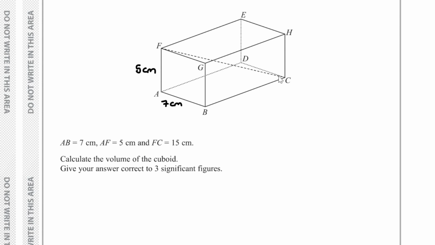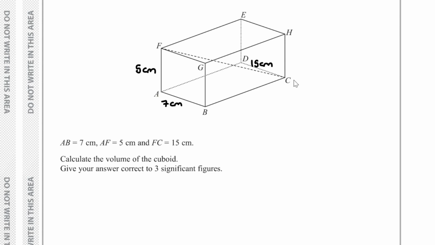And then we've got FC, which is this dotted line, which is 15 centimeters. And we have to calculate the volume. Well, for us to calculate the volume, we would of course need BC, and then it's a simple case of length times width times height.